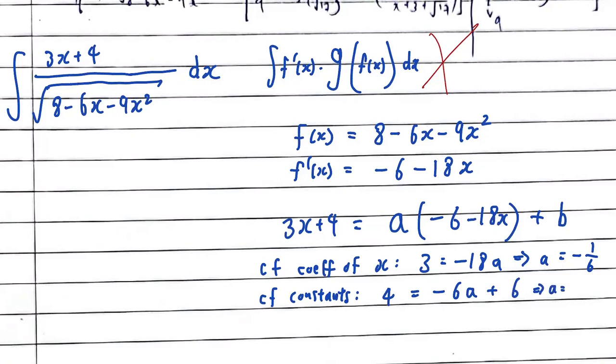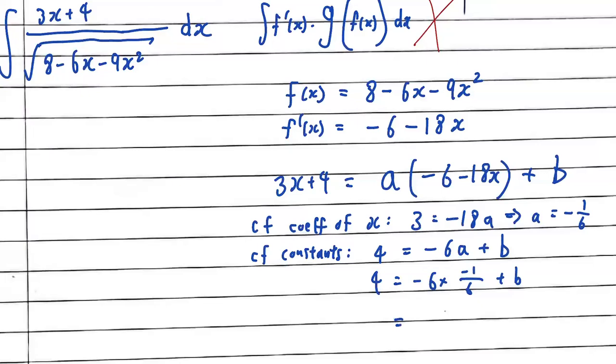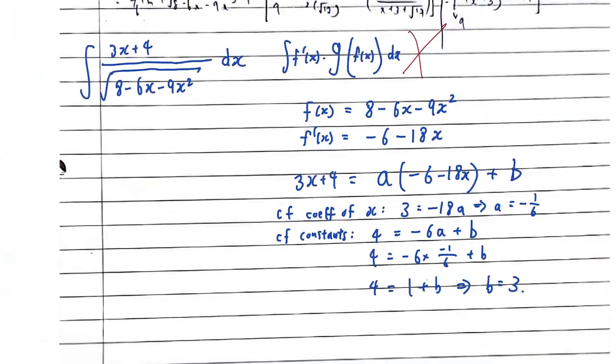Oh, sorry, that's not a 6, that's a b. Oh my goodness, I got confused. Sorry. So it will become 4 equals -6 times -1/6 plus b, which simplifies into 1 plus b, which means that b equals 3. Yes? Clear? Okay, good. So you got b equals 3. Then what do we do next?